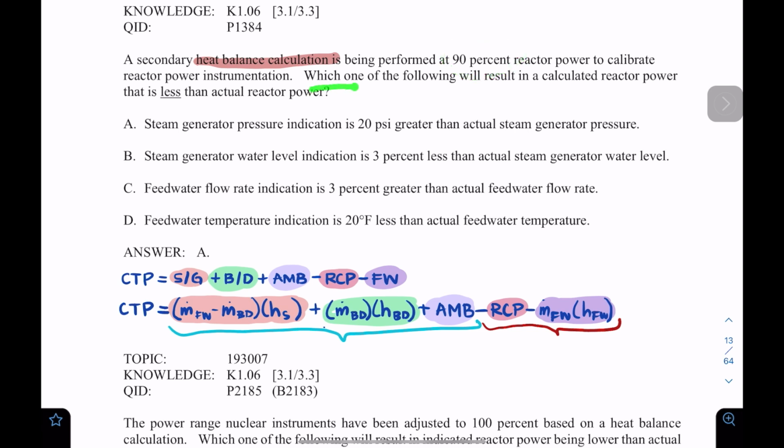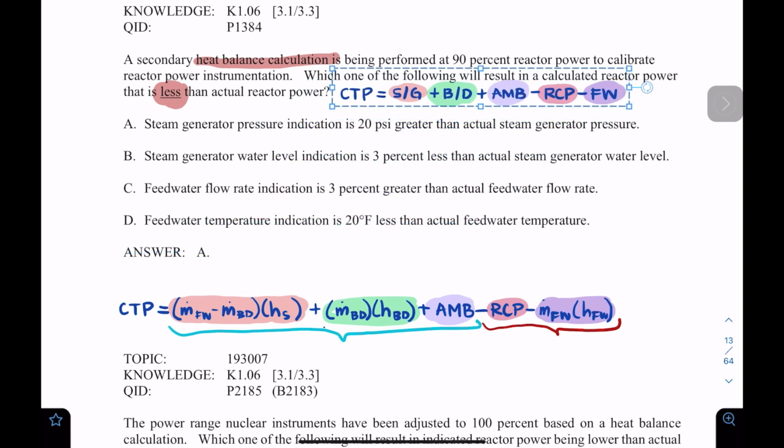Now it says, which one of the following will result in a calculated reactor power that is less? So the CTP is going to be lower, because we are comparing, right? So that is less than the actual reactor power. Okay, fair enough. So now we can go and try to solve this one.